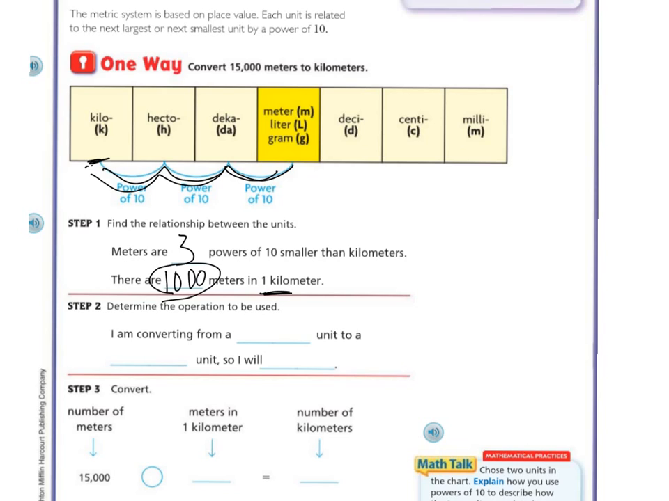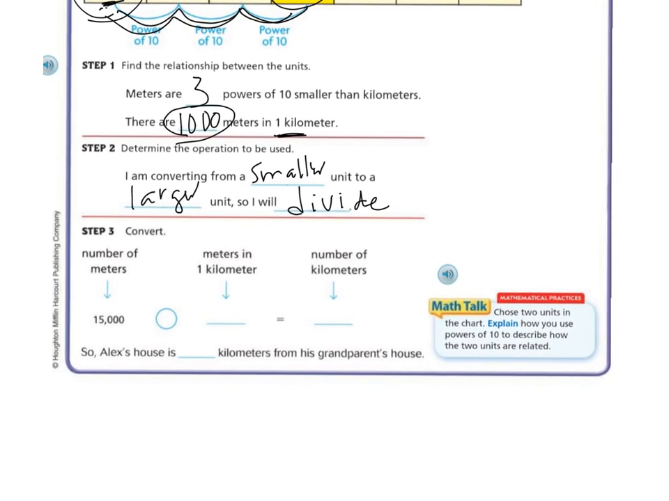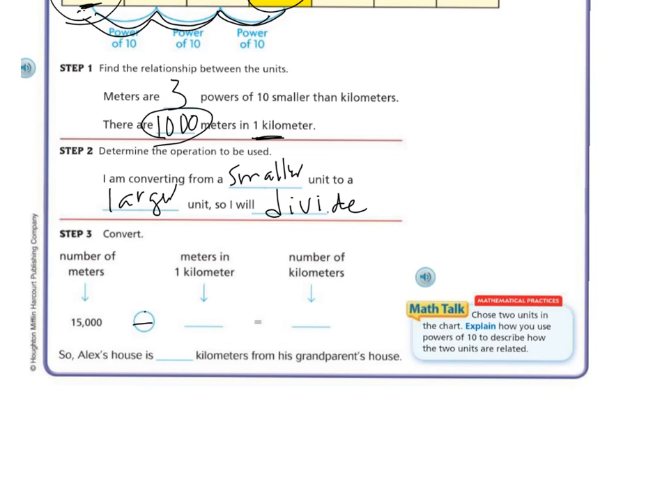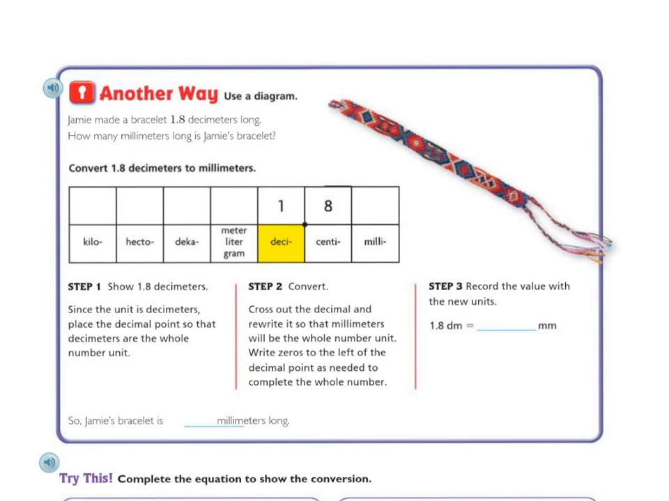So to determine the operation to be used, I'm converting from a smaller unit, right? This is my smaller unit, to a larger unit, because we're trying to get to kilometers. So I will divide. The number of meters was 15,000, and I'm going to divide. And we know there are 1,000 meters in 1 kilometer. So 15,000 divided by 1,000 is 15 kilometers. So Alex's house is 15 kilometers from his grandparents' house.